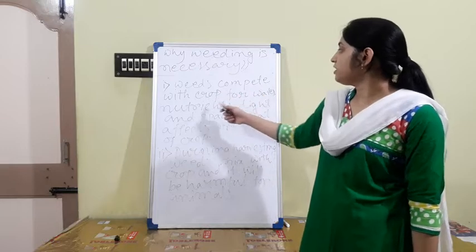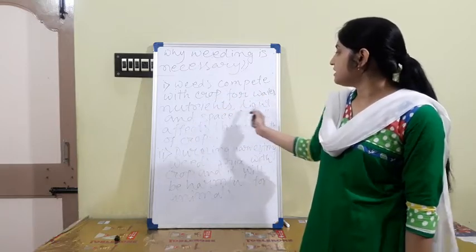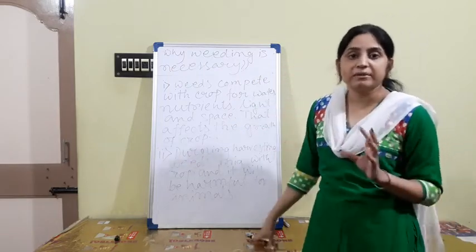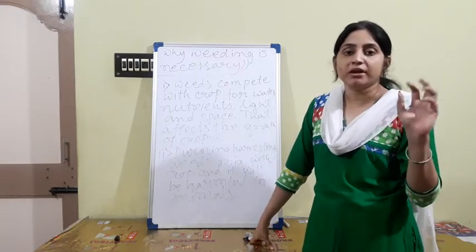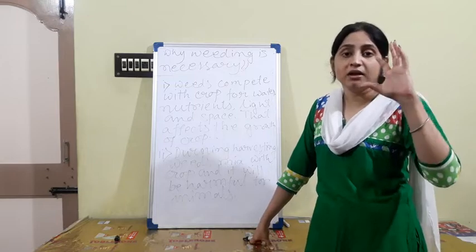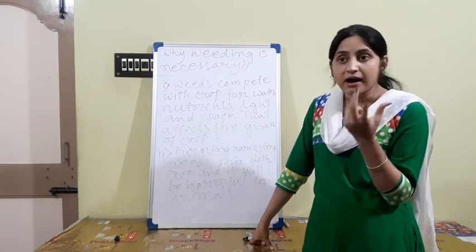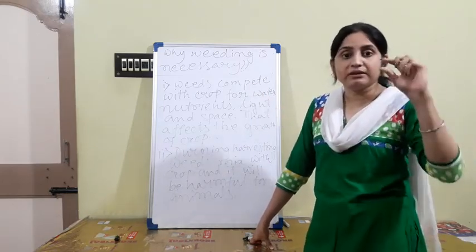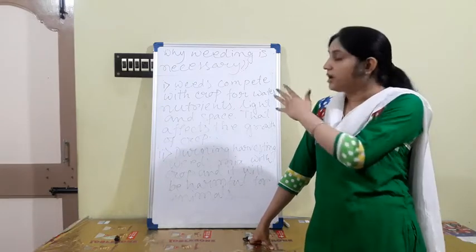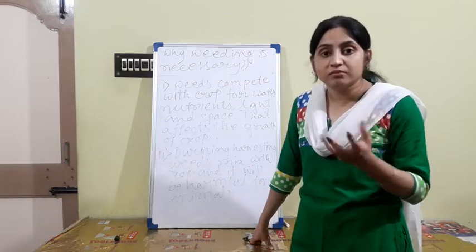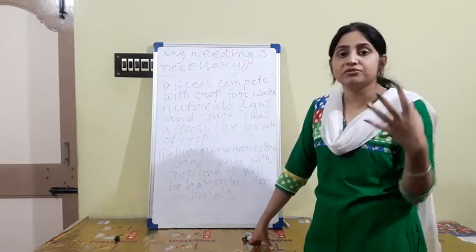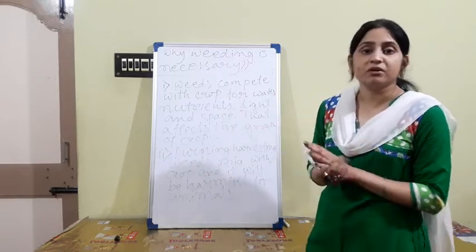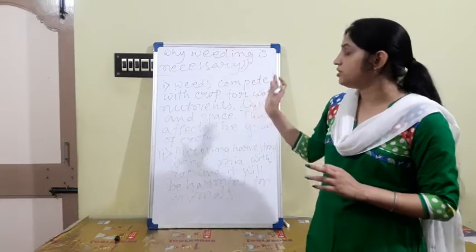First one, weeds compete with crop for water, nutrients, light and space that affects the growth of crop. Obviously, if only the crop is present, there is sufficient area. But when there are so many plants, and the weeds are obviously bigger. They are big plants compared to the crop plant, not so tall, but big in size compared to the crop plant. So they need more water and nutrients than the crop plant. So they take the valuable nutrients and water, and it is overcrowding. All the plants are there, there is not sufficient space. So proper development of the crop will not occur. So that's why we need to remove the weeds.